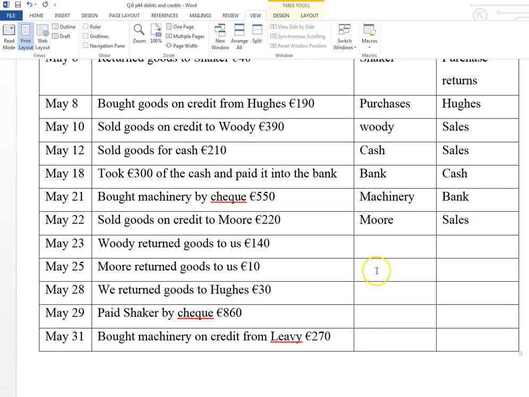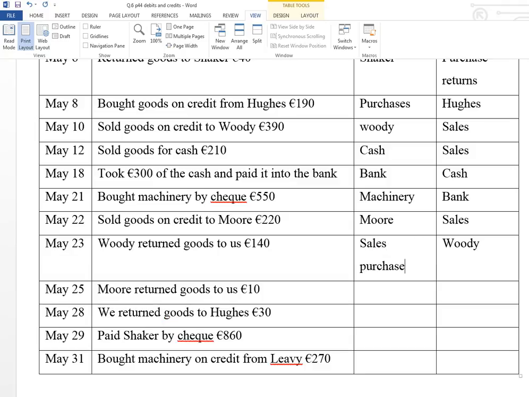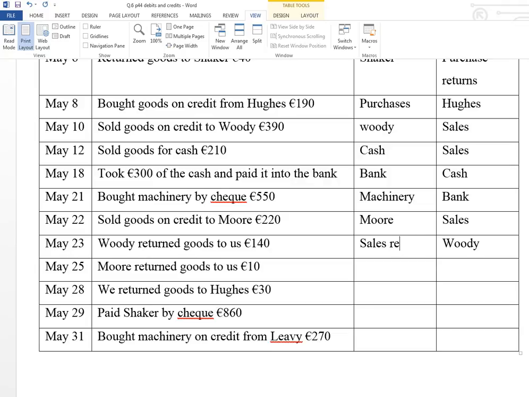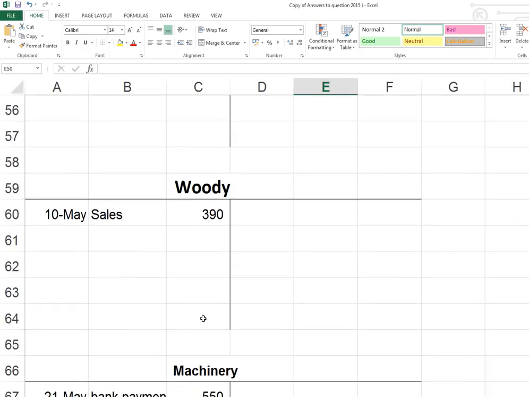How many left of these? Enough of them, isn't there? Woody returned goods to us for 410. So Woody definitely is one account here. Is Woody the giver or receiver? So Woody's returning goods, so he's the giver. So Woody should be credited. And if customers are returning goods to us, the business, then it must be sales returns. Remember, anytime it mentions goods, it's either sales or purchases. So it's definitely not sales or purchases, it's sales returns. And that's right, because it should be the opposite to sales, the opposite side. So we have a new account for sales returns and Woody. Oh, here's Woody, so let's do it there.